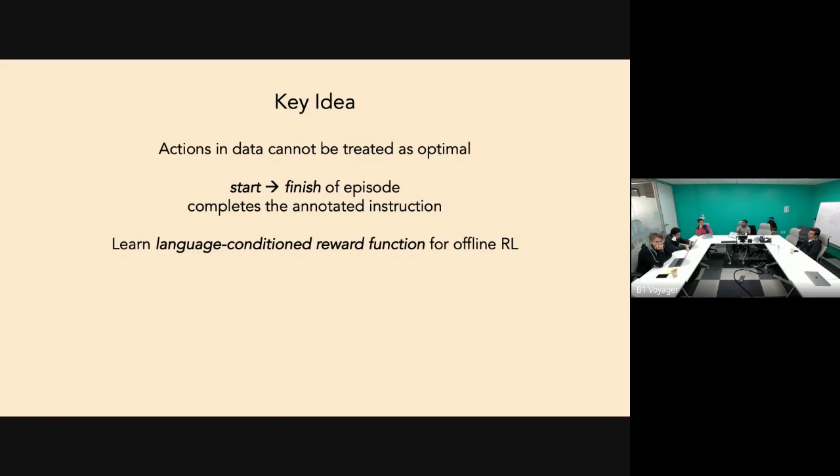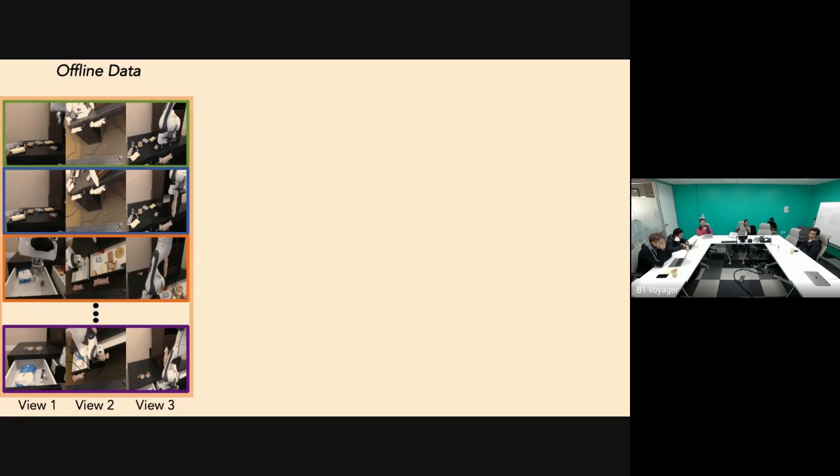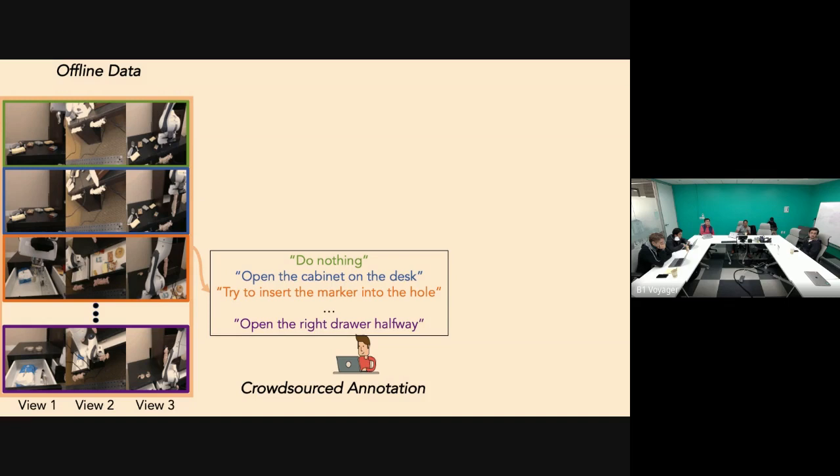To visualize a little more what this looks like, we'll have some offline data here, where each of the columns is a different camera view. This data may be suboptimal. We'll get our crowdsourced annotation. In some cases, the human will write that the task was doing nothing because the robot didn't do anything. In other cases, the task was open the cabinet on the desk. You also get weird cases where the robot in the video tried to insert the marker but failed, and the human writes, tried to insert the marker in the hole, but missed slightly.